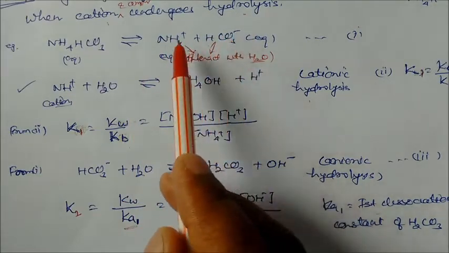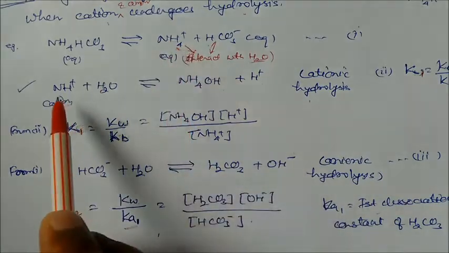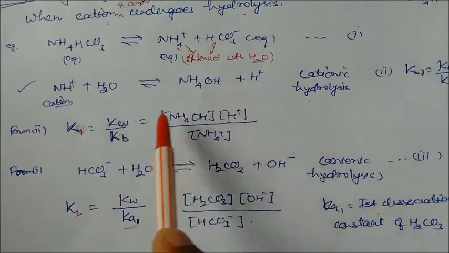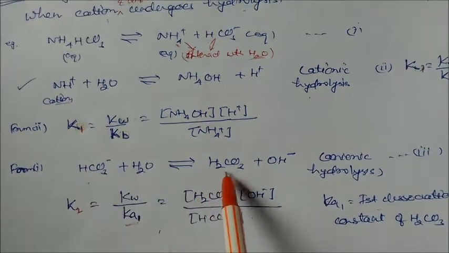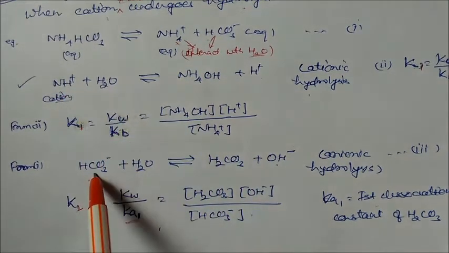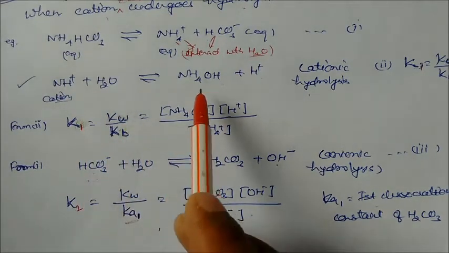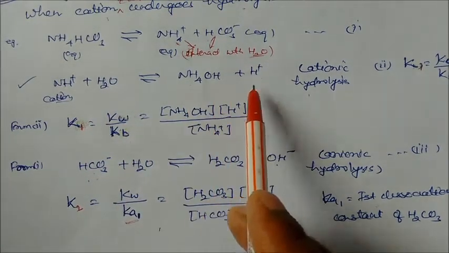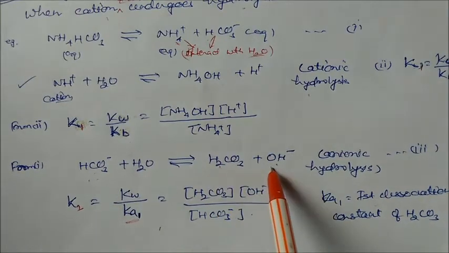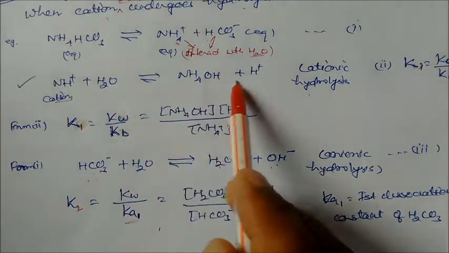So initially, the concentration of both are equal to each other. When this is undergoing dissociation into this and this, and bicarbonate is undergoing dissociation into this and this, the undissociated concentration is equal to the dissociated plus dissociated plus dissociated. So we will take this plus this equal to this plus this.